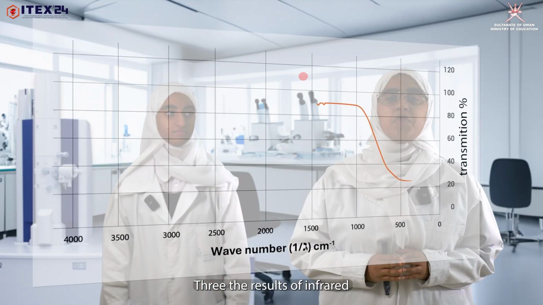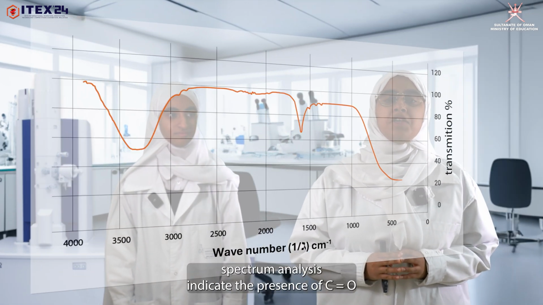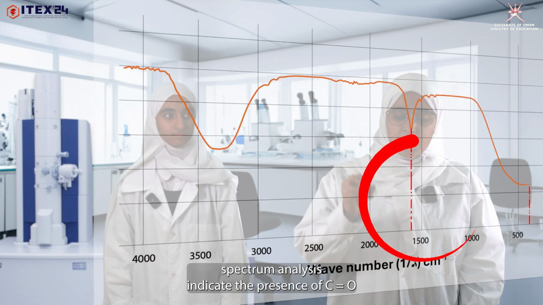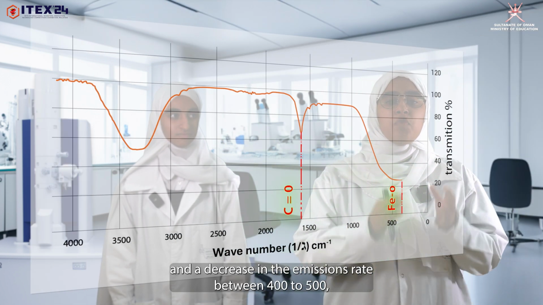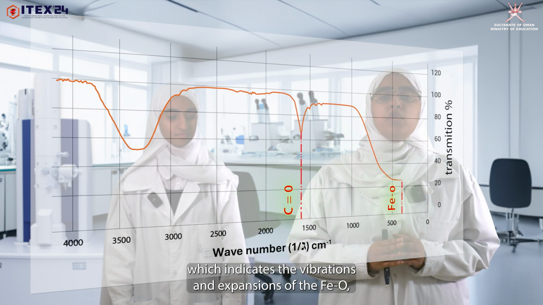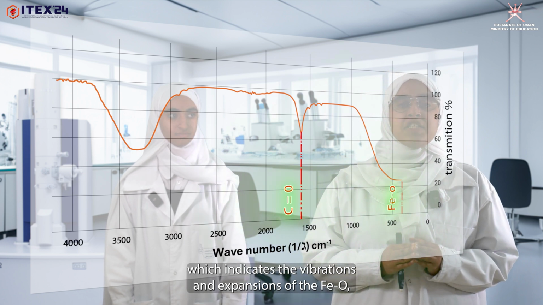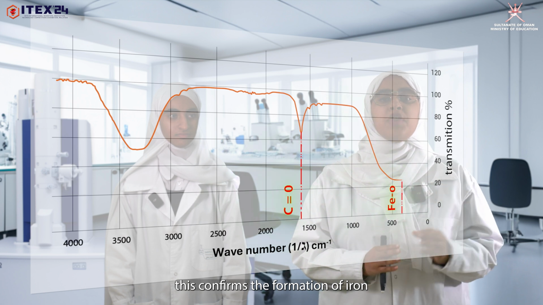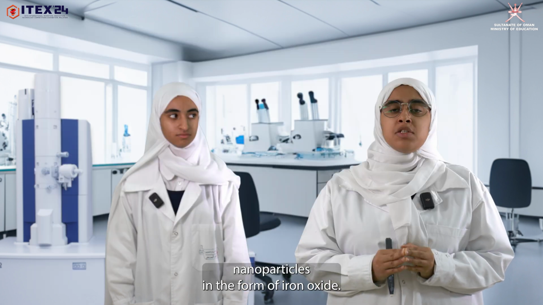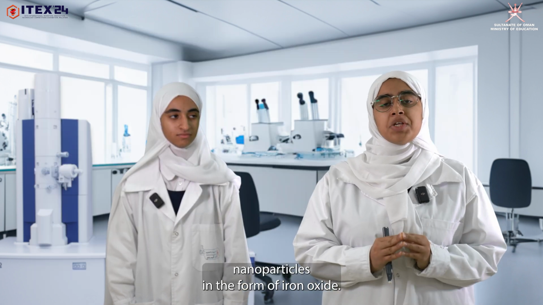3. The results of infrared spectrum analysis indicate the presence of C=O and a decrease in the emission rate between 400 to 500, which indicates the vibrations and stretching of the Fe-O bond. This confirms the formation of iron nanoparticles in the form of iron oxide.